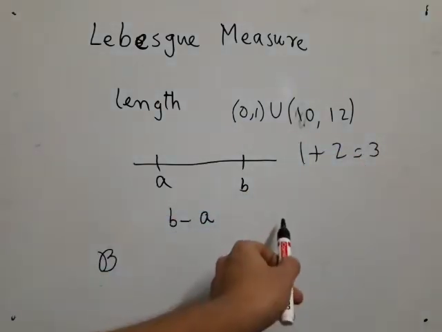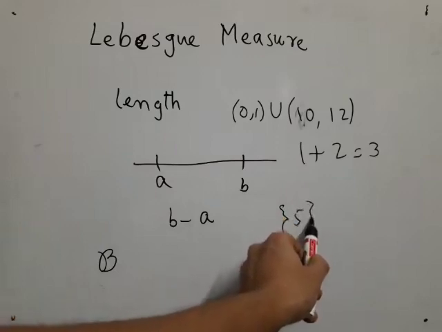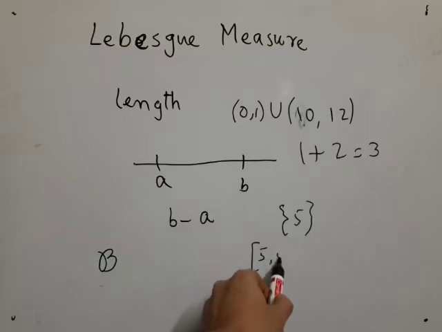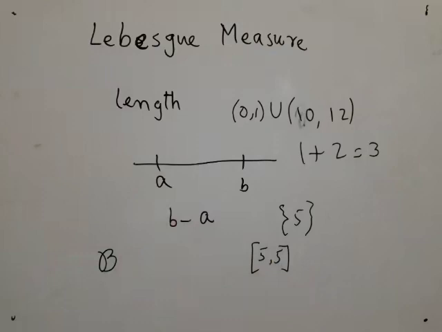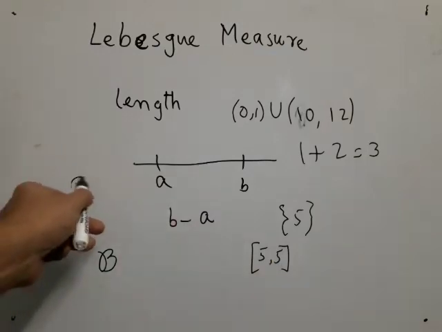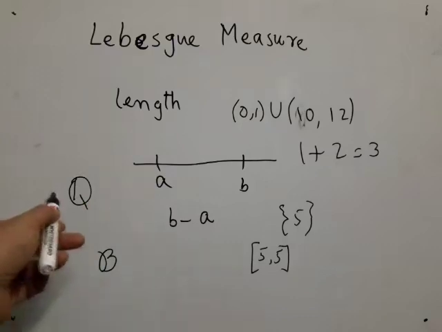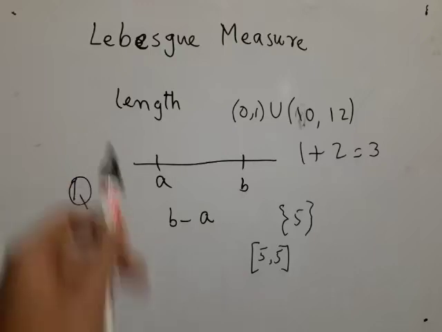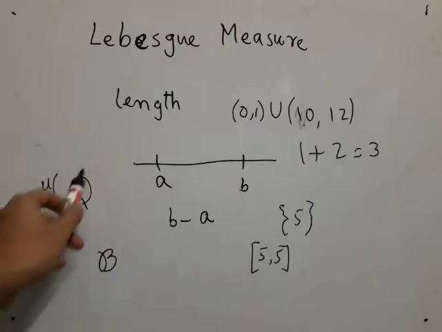Okay, what is the length of just a singleton? You guess that this is same as the closed interval 5 to 5. So, this length is also equal to 0. What should be the length of the rational numbers? Well, it is made up of countably many singletons. Each of them has length 0 because the measure has to be countably additive. So, this must have measure equal to 0.